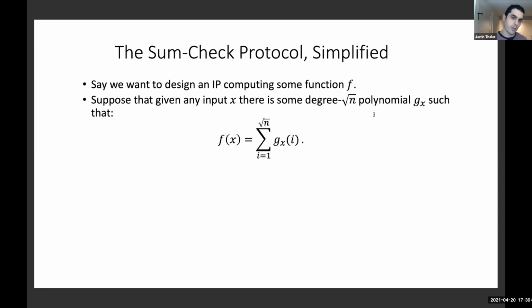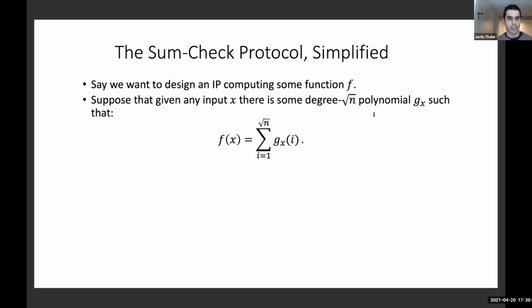So that evaluating f on x is equivalent to summing up the evaluations of g over a small set. This might be a little bit to absorb all at once, but what I'm saying is that for any input x to f, f of x is equal to the sum of this related polynomial g's evaluations, let's say on the integers 1 up to root n.